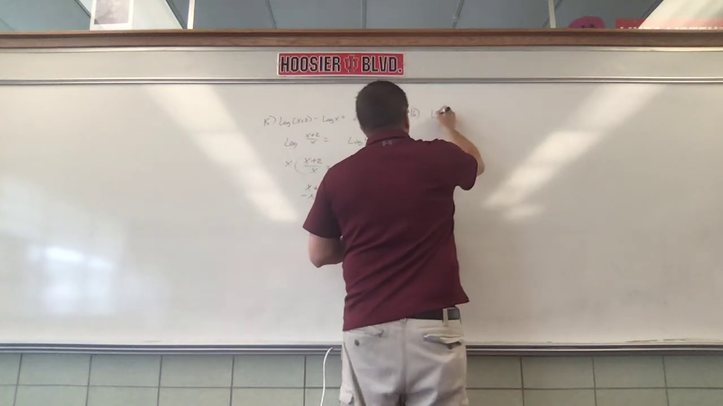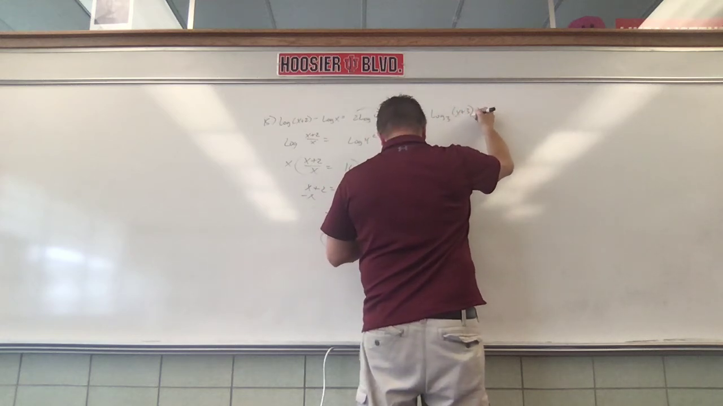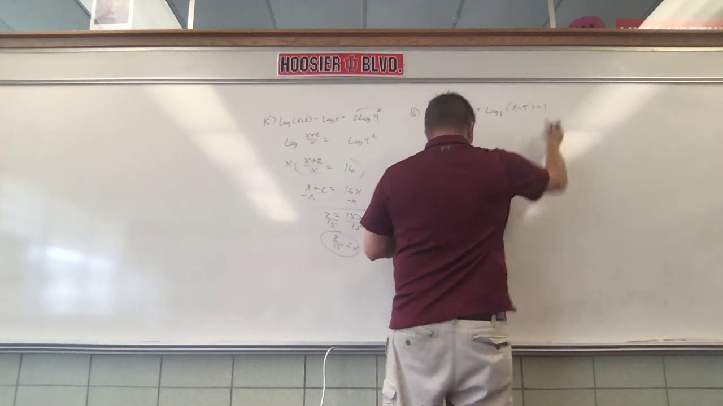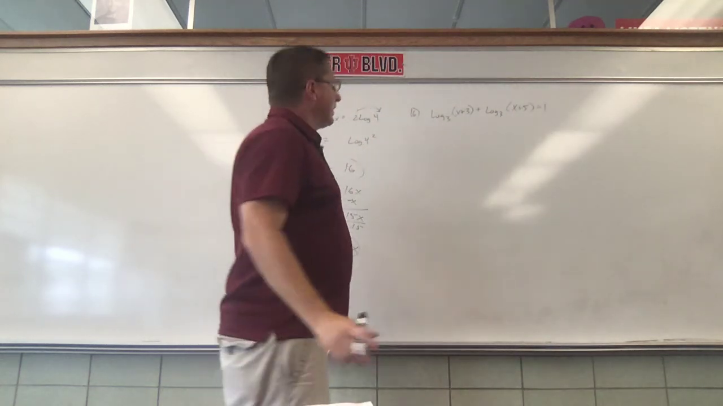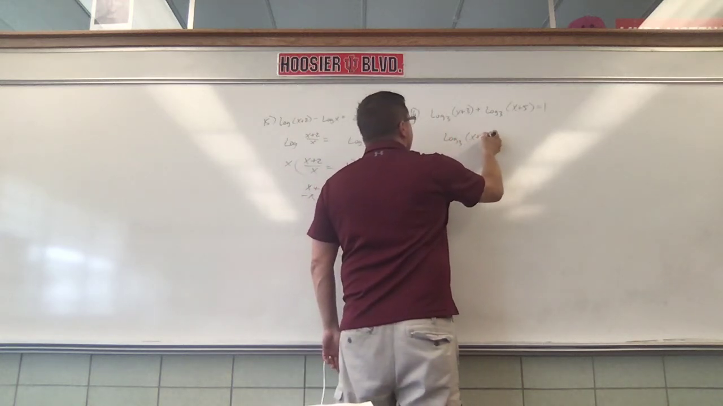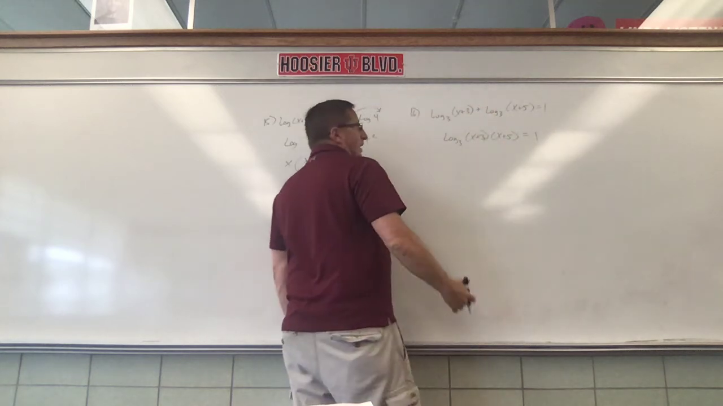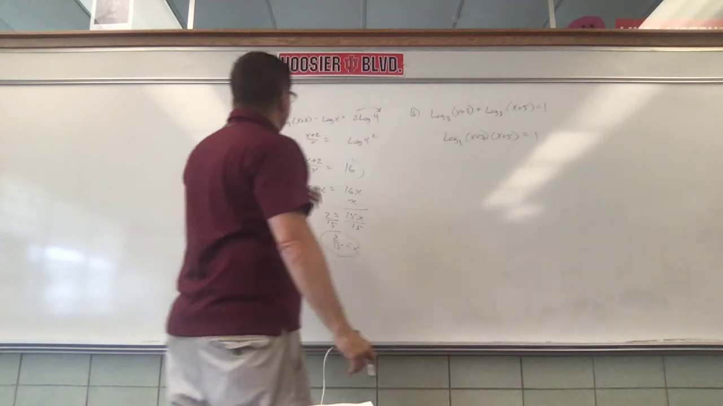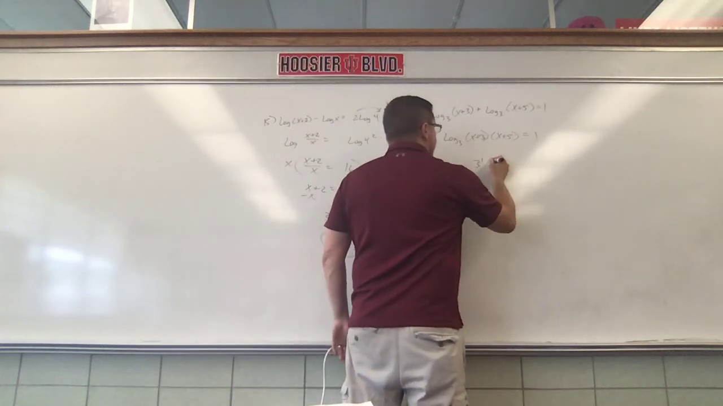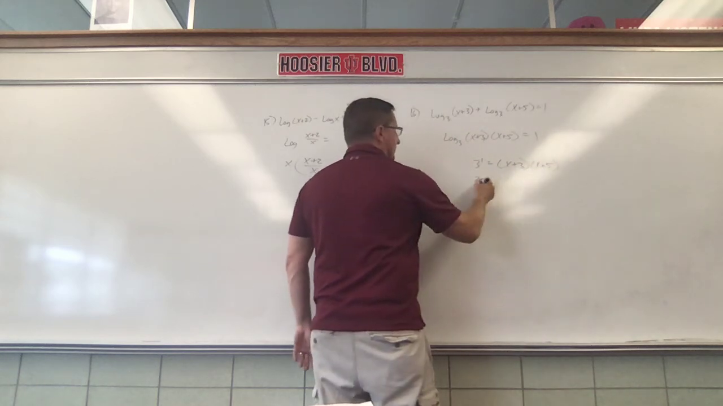So we have log base 3 of x plus 3 plus log base 3 of x plus 5 equals 1, I think. Okay, so let's condense these. When we add, we times. So the log base 3 of x plus 3 times x plus 5. Let's write it without logs. We can't just get rid of the logs like we did previously because we had a log on each side. Here we only have 1 log. So 3 to the first equals x plus 3 times x plus 5. 3 to the first is 3.